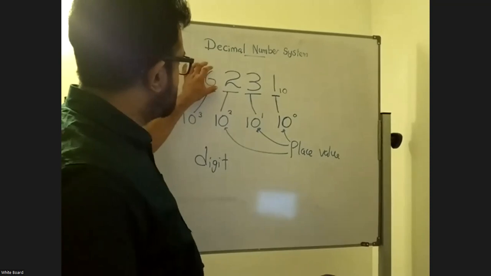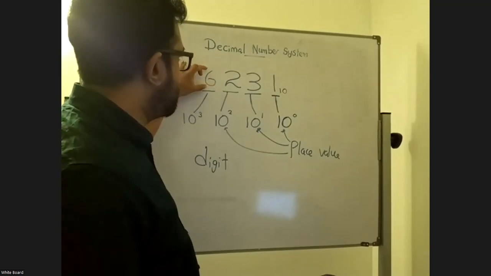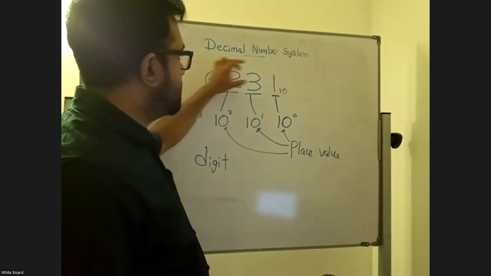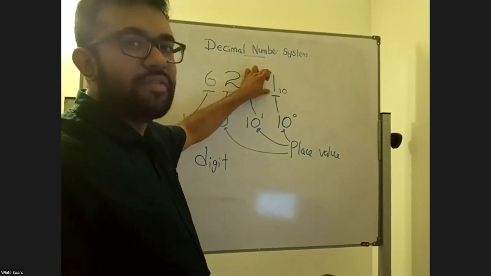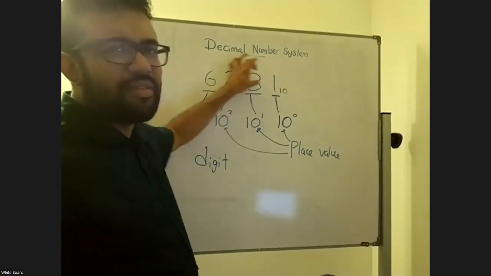So this one is called the most significant digit. This is called the least significant digit. Can you think why we call it like that?